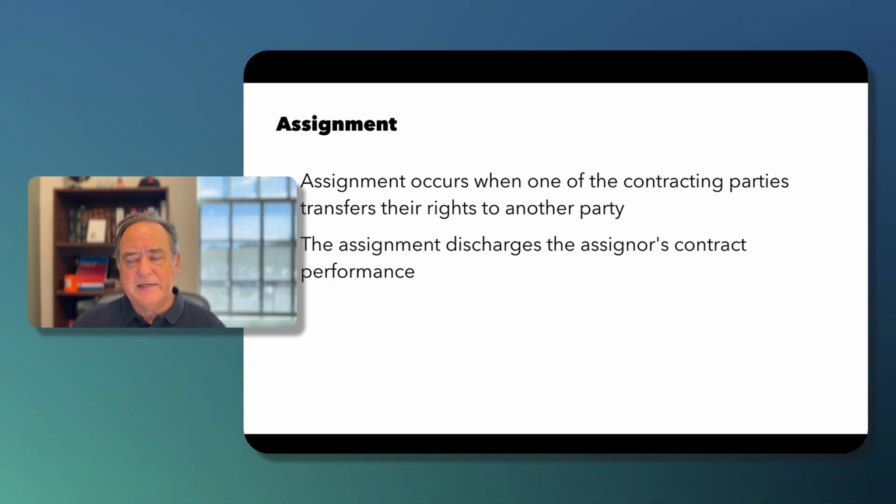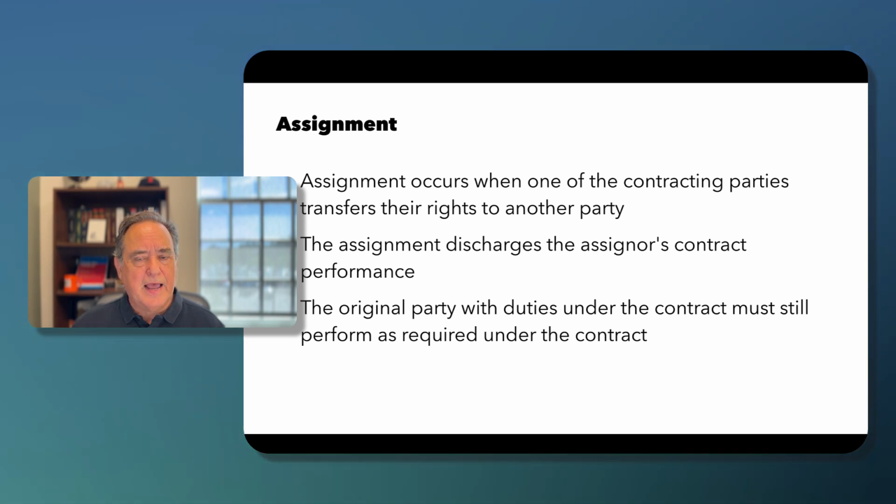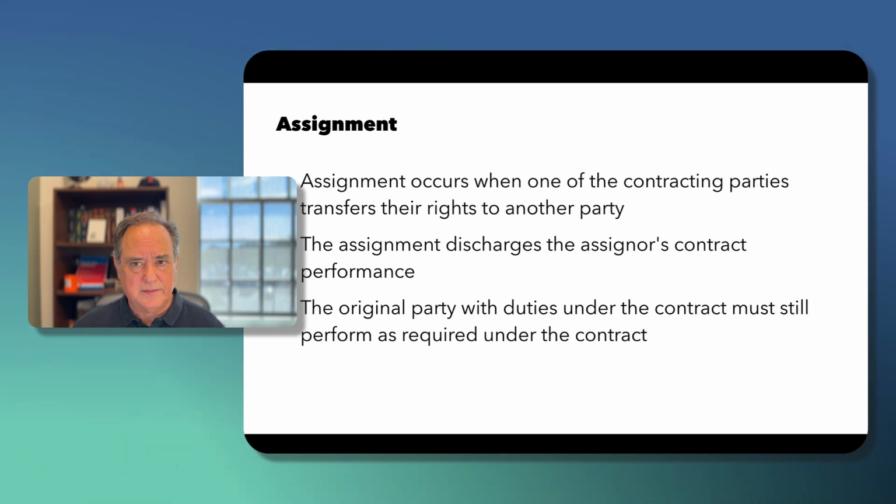The assignment discharges the assignor's contract performance, meaning now I have given my rights and my obligations, I have transferred those to a third party. And so the original party with duties under the contract still performs as required under the contract, whereas the other party, the original other party, is discharged, and now it is the assignee who owes duties under the contract.